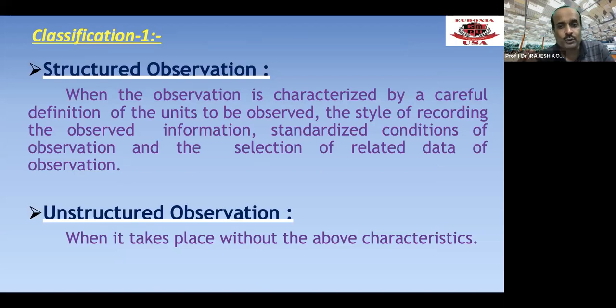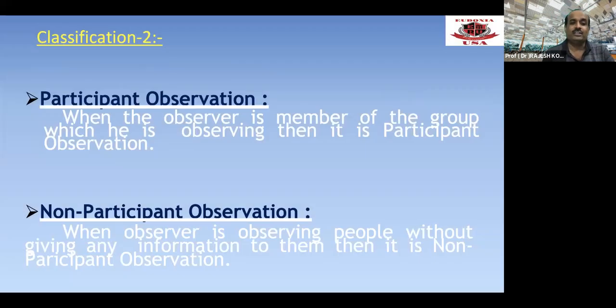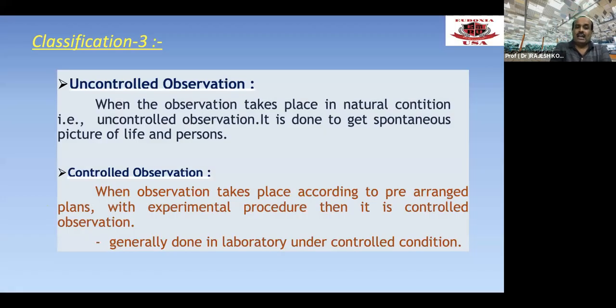Observations may be structured or unstructured. Structured is where you decide what you want to do; it is standardized: what to observe and how much to observe. If that is not there, it is known as unstructured observation. In participant observation, the researcher is involved, and in non-participant observation, the researcher is not involved. Uncontrolled observation takes place in natural conditions, just viewing, and is done to get a spontaneous picture of the life and persons. In controlled observation, we arrange plans with experimental procedures, so it is called controlled observation.